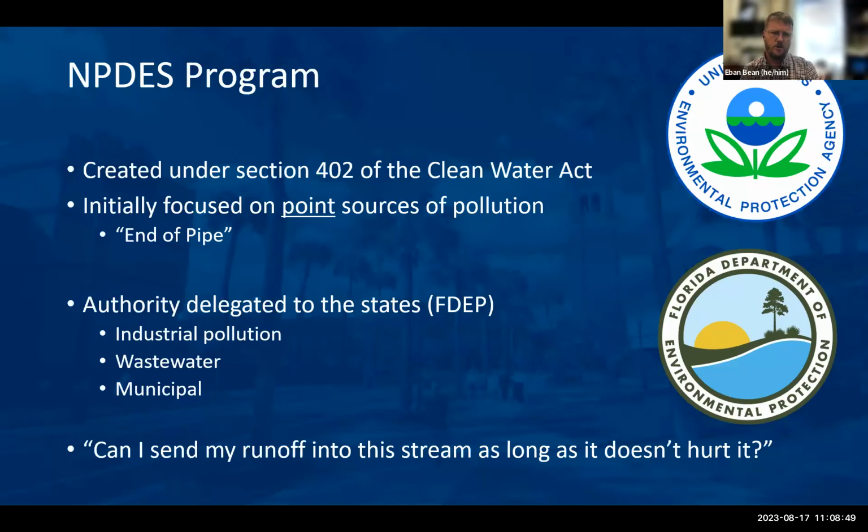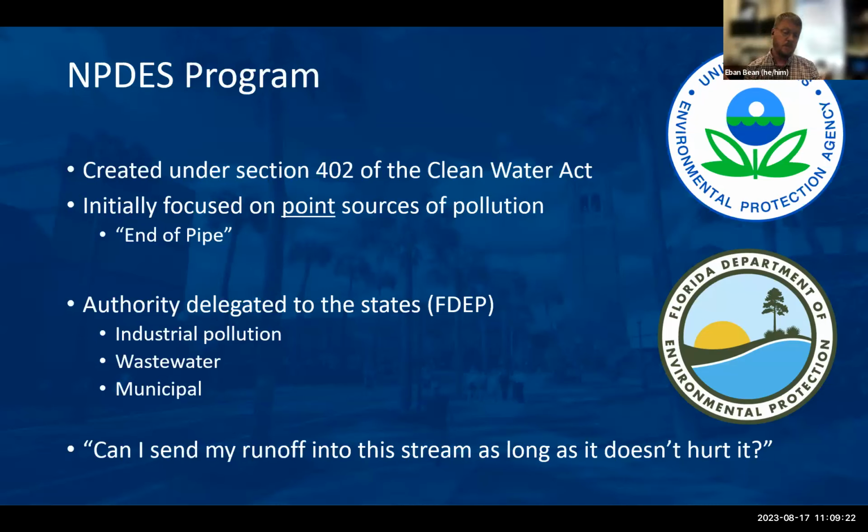So again, this was created under the Clean Water Act, Section 402. This initially focused on point sources of pollution, so anything that had basically a pipe that was discharging. The focus was essentially on industrial pollution discharging into rivers and waterways, wastewater coming from a wastewater plant or a sewage system going directly into waterways, and then any municipal discharges of water into our water bodies.